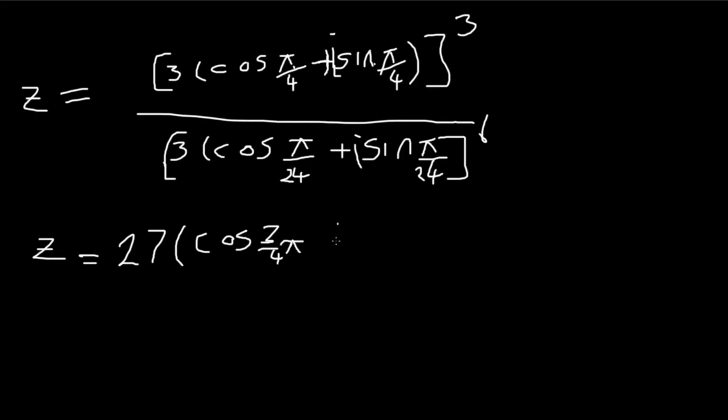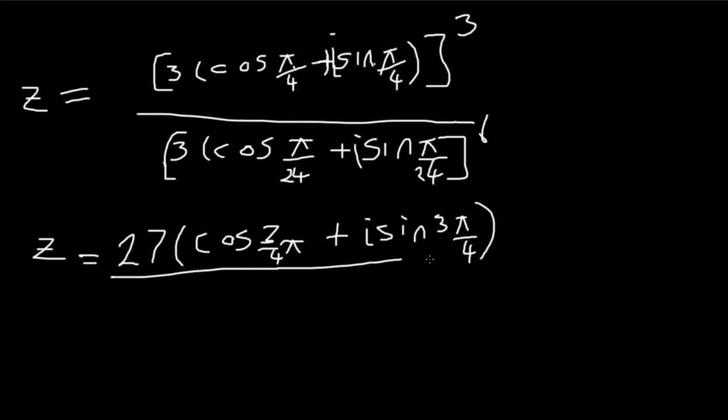And the same applies to the second part on this side. You multiply the argument with the power. So this 3 times pi over 4, you get 3 pi over 4. So like that. Then divide by, like this.